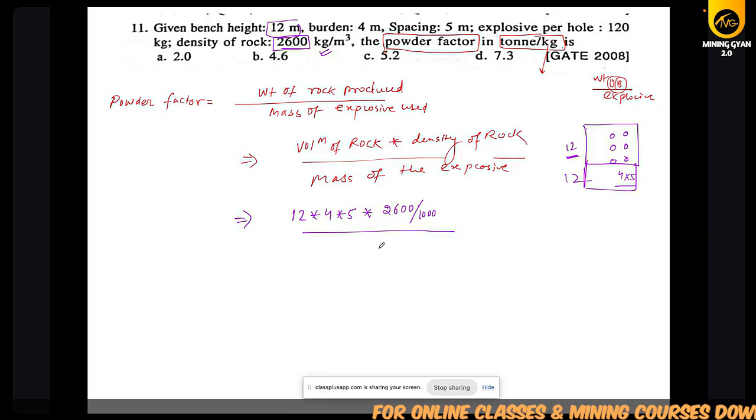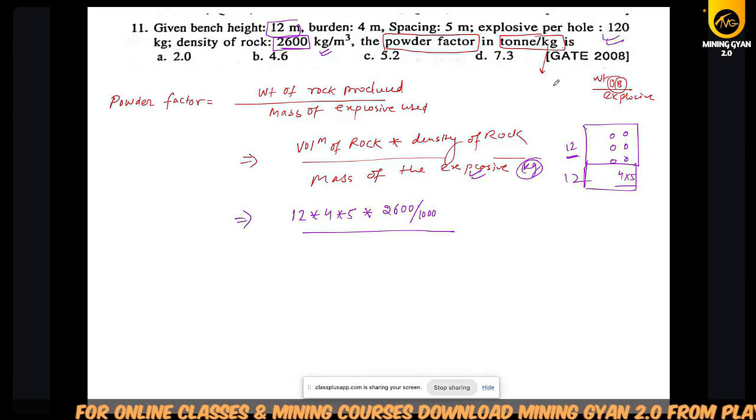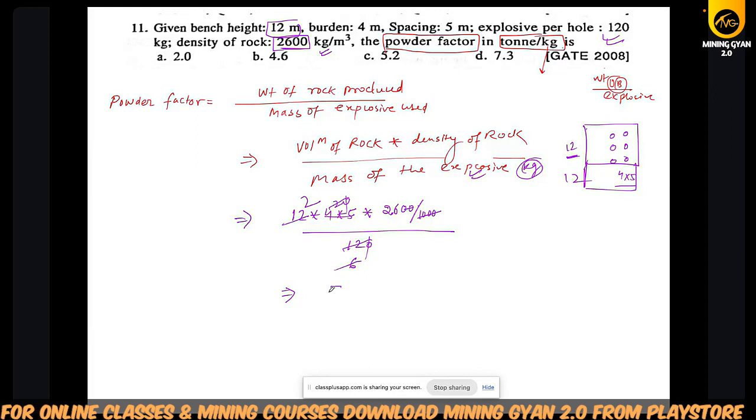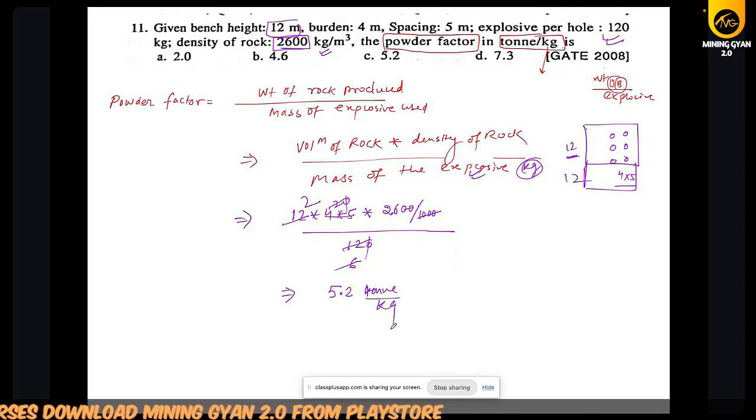Okay, and the mass of explosive in kg. He has given us 120. So it will be 120. So I told you, you can write 2.6, 5 times 12 times 4, 1062. So it will be 5.2 ton per kg.